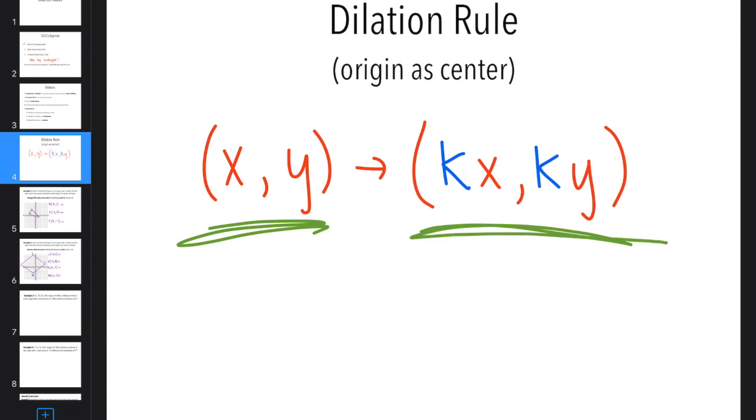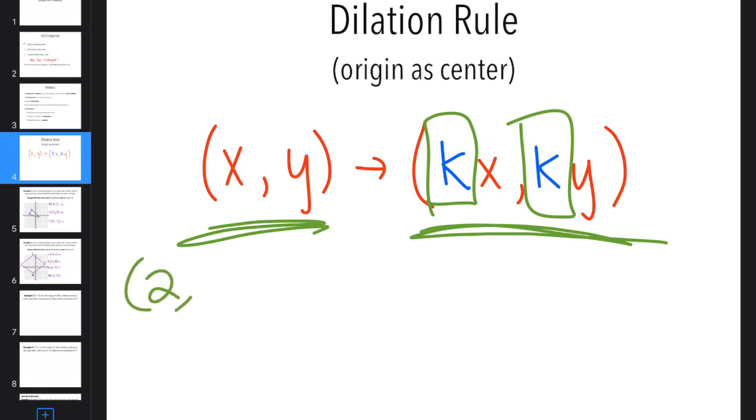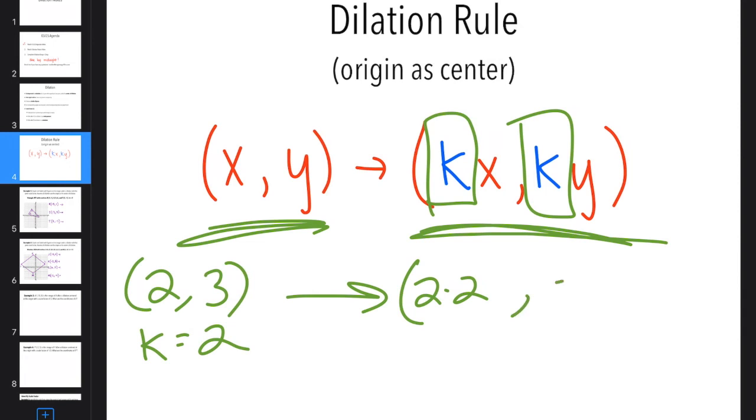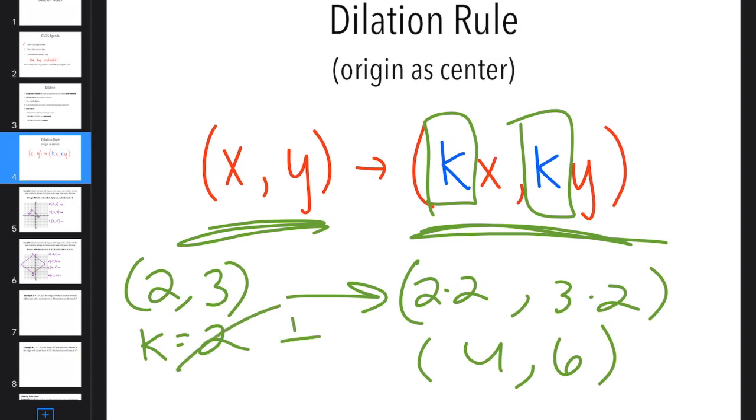In order to figure out what my image coordinates would be, I would multiply my scale factor by my x and y. For example, if I had the coordinates (2, 3) and a scale factor of 2, to figure out my prime or image coordinates, I would multiply 2 times 2 and 3 times 2. So my resulting coordinates would be (4, 6). The same would be consistent if it was less than 1. If I had 1/2, I would multiply those by 1/2. So let's look at this in practice.